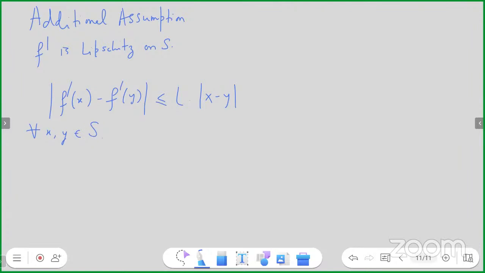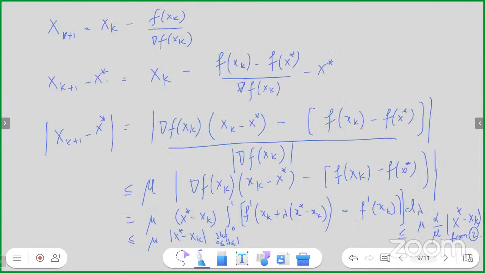Okay, so if you assume that f prime is also Lipschitz on S, then I claim you should be able to show quadratic convergence. What is quadratic convergence? That the norm of xk plus 1 minus x star is less than or equal to something times the norm of xk minus x star, whole square. So now we go back. We are here so far, right? So now if, in addition, you assume that it's Lipschitz, what will happen?